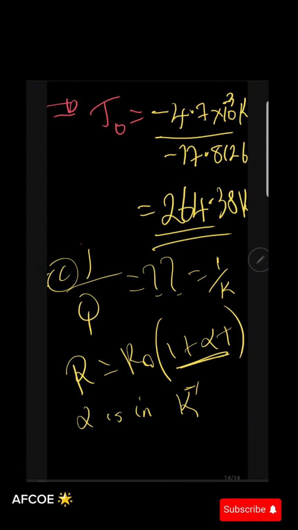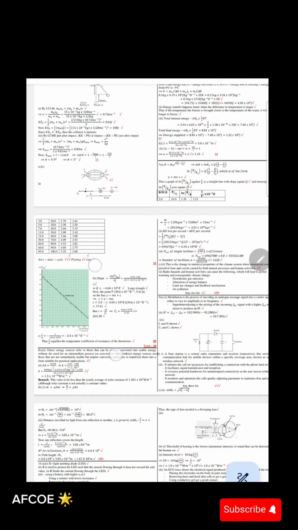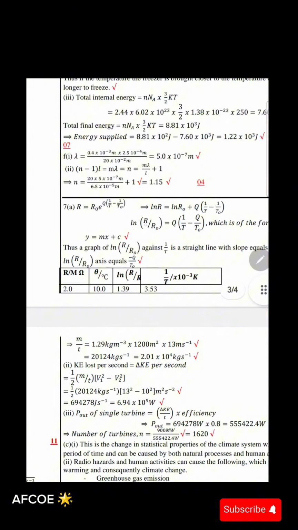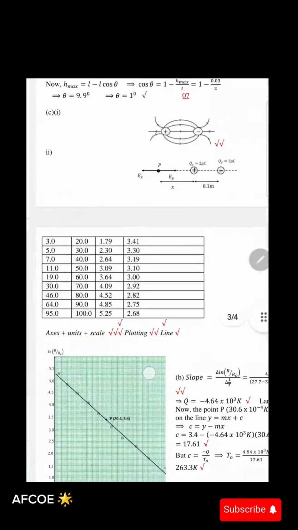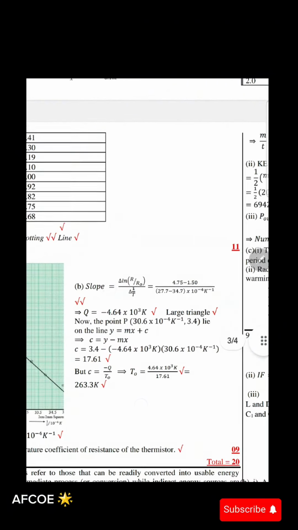So now let us go and discuss one very important thing for this video. Here in front of you is the marking guide. They plotted a graph of what? They linearized their graph and plotted a graph of ln R on R naught against 1 on T. That is, they transposed this term and applied ln R minus ln R naught, and they got their slope to be Q. Their Q is simply 4.64 times 10 to the 3, and we got 4.7. I think we are also correct, just because of their roundings, which I'm not always in agreement with.